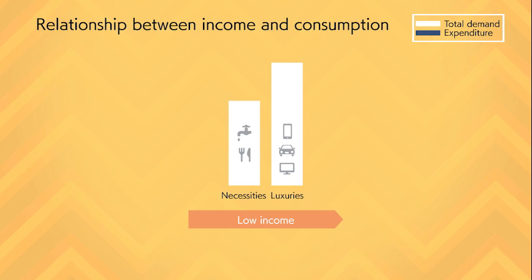Typical household consumption changes depending on income trends. First, let's look at a low-income household that cannot afford to purchase a wide variety of items. Most of the household's income is allocated to buying necessities, with food representing the largest portion.